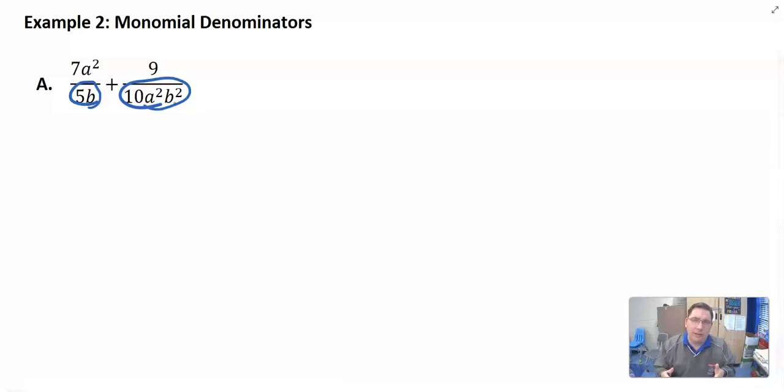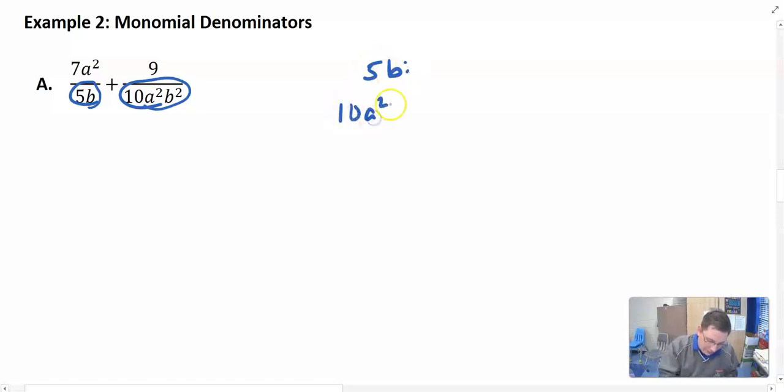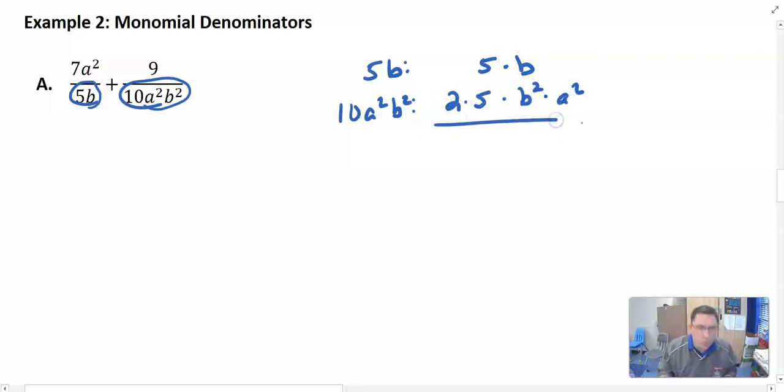So we're going to do what we did in example 1 and write out our list and figure out how does 5b factor out and how does 10a squared b squared factor out. Well, 5b is just 5 times b. And then 10 is going to break up to 2 times 5. So 2 times 5. And then I've got an a squared. I didn't leave myself enough space, so we'll just put it out here, a squared. And then I've got a b squared. The order when you're doing this doesn't really matter as long as everything's lining up in their own columns.